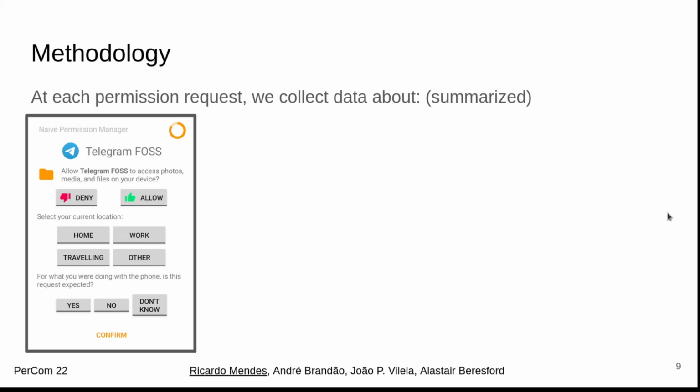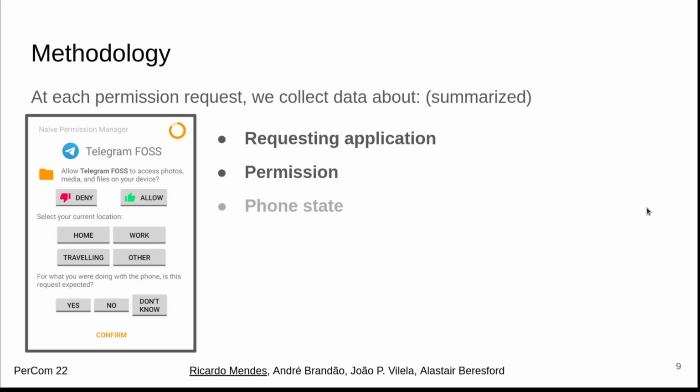At the time of the interception of the permission request, we would also collect information about the requesting application, which would be the name and the category of the application as given by the Play Store. We would also collect the permission data, which would be the name and the group of the permission, and information surrounding the phone state. This could be geolocation, plug, dock, call, screen state, network connections, and apps running in the foreground and the background.